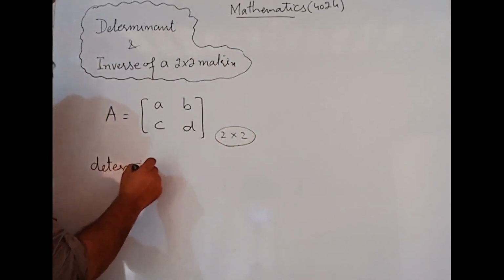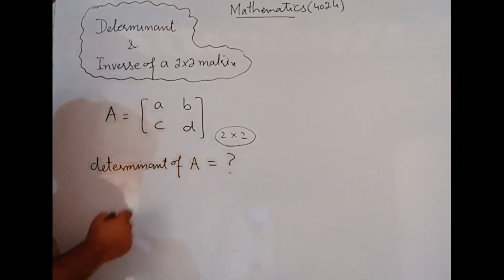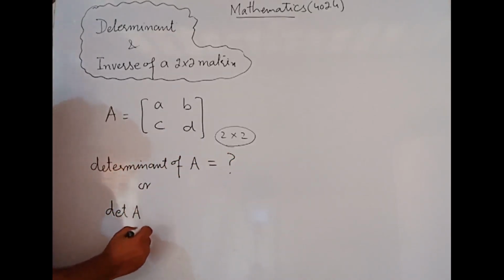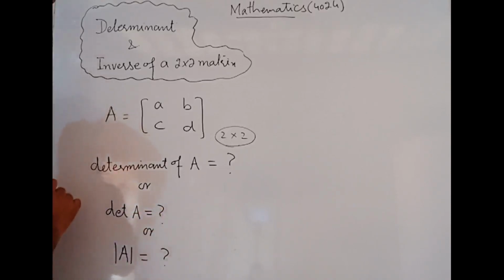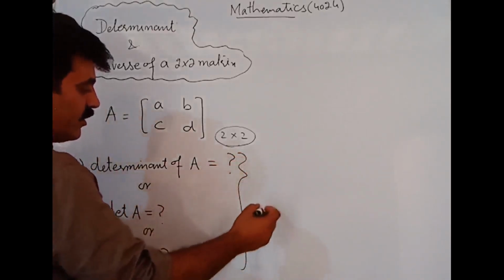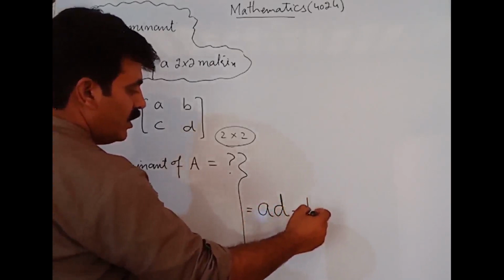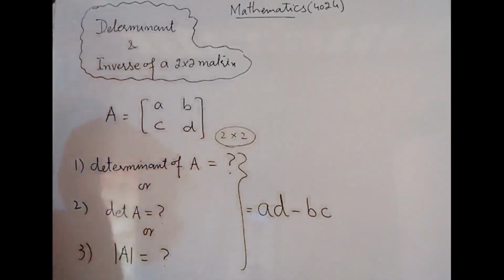Determinant of A, or det A, or |A|. These are the ways to write it, and all will have the same formula, that is AD minus BC.